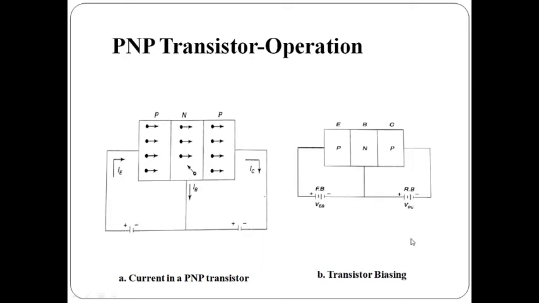Now let us look at the operation of a PNP transistor. Biasing is going to be applied to a PNP transistor, where the emitter base junction of the transistor is forward biased and the collector base junction of the transistor is reverse biased. Since the emitter terminal is taken from the P region, the emitter and the collector will consist of more number of holes, whereas the base terminal is lightly doped and will consist of a less number of electrons.